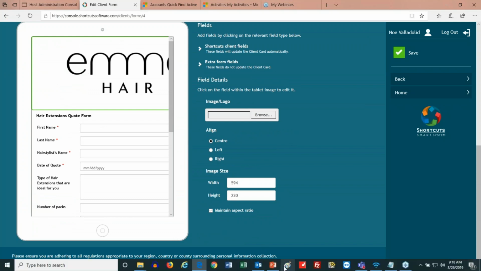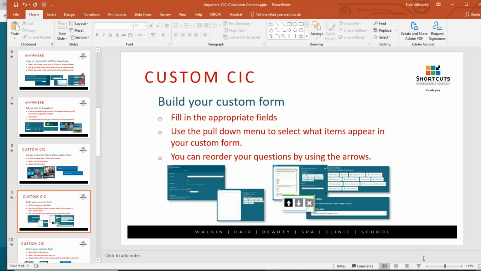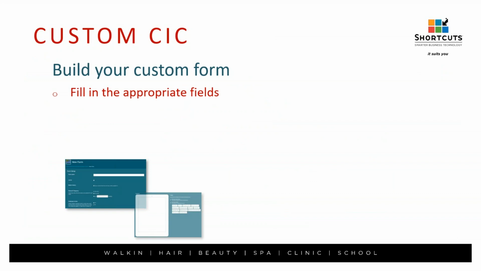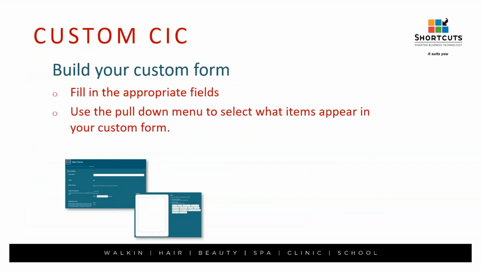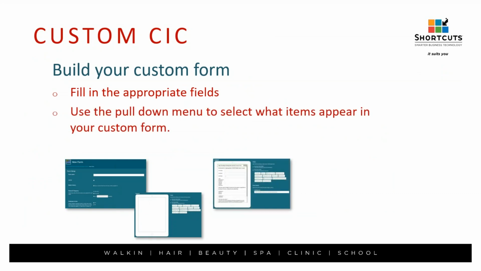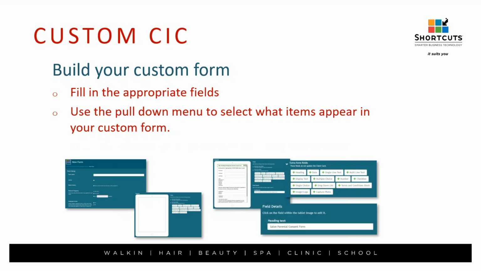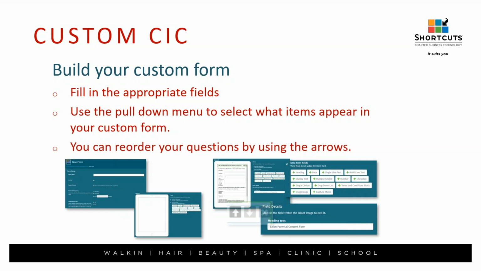So let's go back to the PowerPoint. So hopefully, if you have a spa and if you used to have paper forms for the customers to fill out, you can start creating an electronic version, a client information card version, and just use a tablet to start storing that data. And again, all of this synchronizes with the Shortcuts point of sale. So if you want some forms to automatically put in the customer information, the forms are designed to do that.